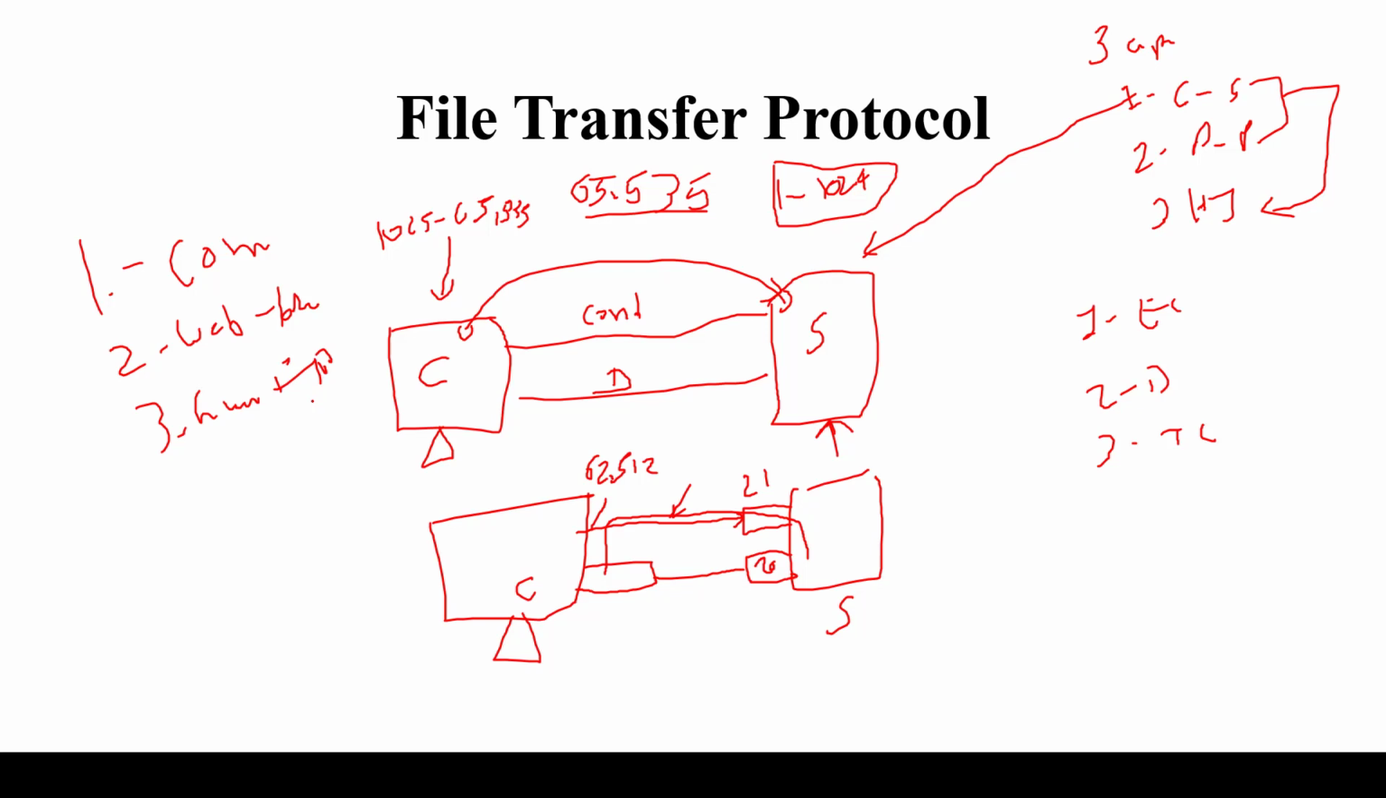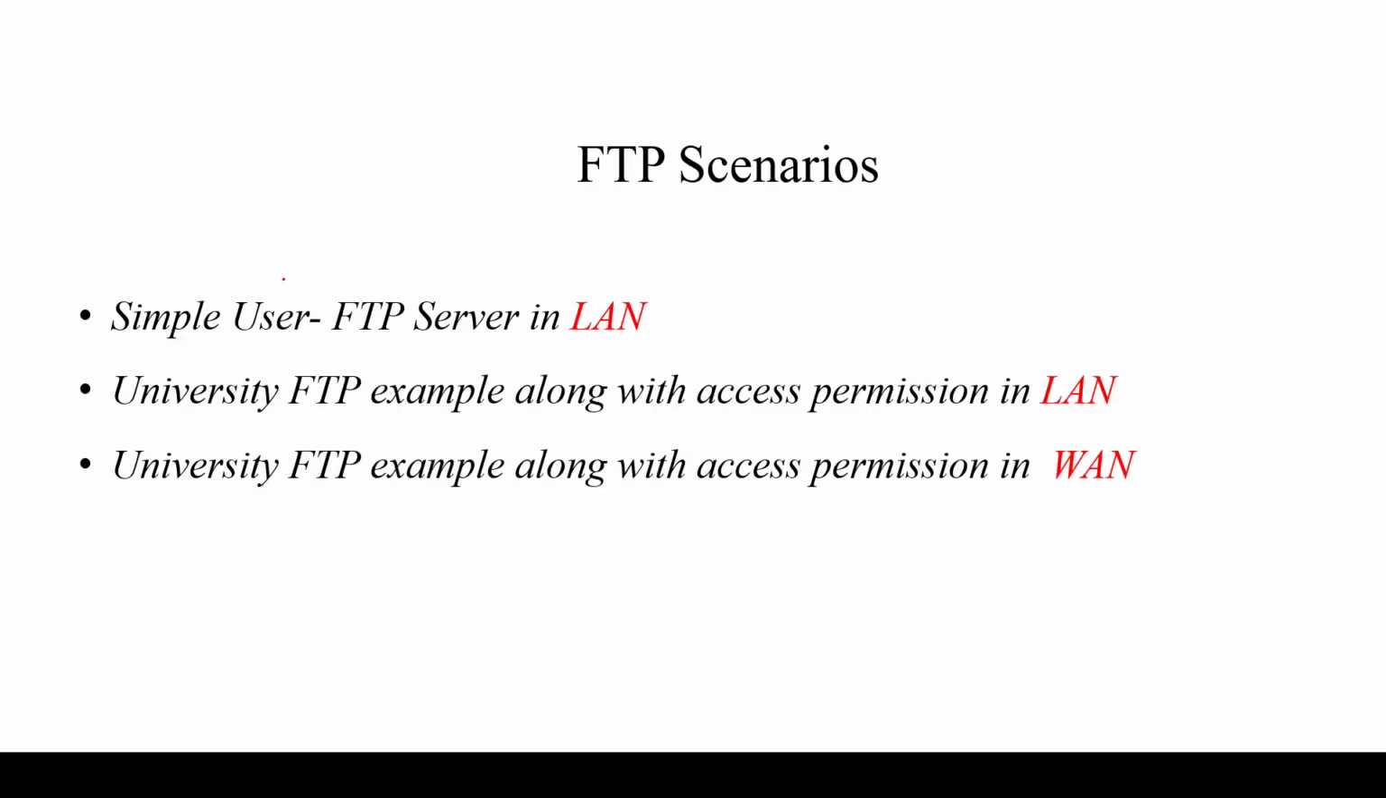Now let's implement this complete scenario in a practical way, so you can understand what exactly the control connection is, how data transfer is going on, how to create FTP, and how to access it. In this specific tutorial, I have three scenarios. First, we use a simple user and FTP server in a local area network. Then we add a university scenario. The university also has an FTP server, a university FTP example along with access permissions in a local area network. And the same example we discuss with a WAN network, or we can say two different networks.